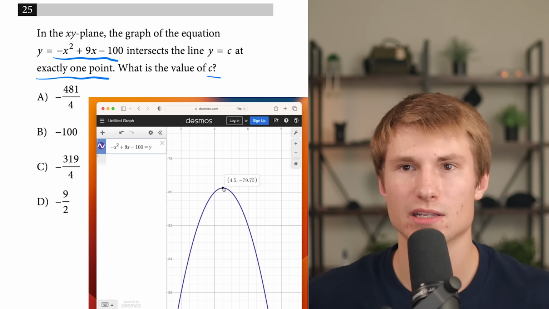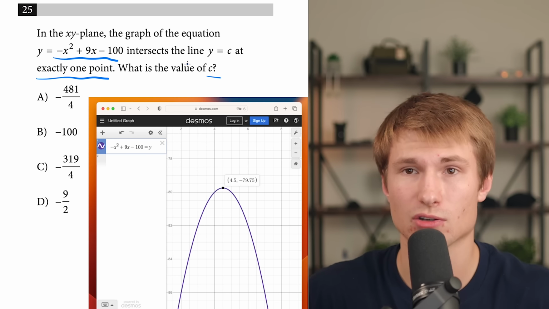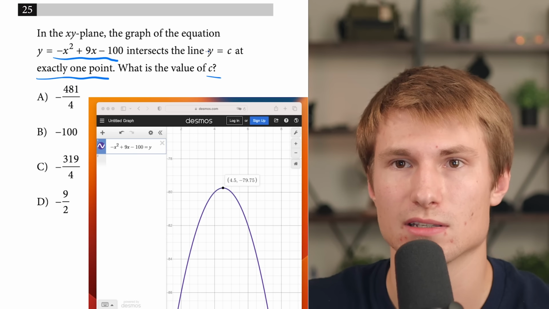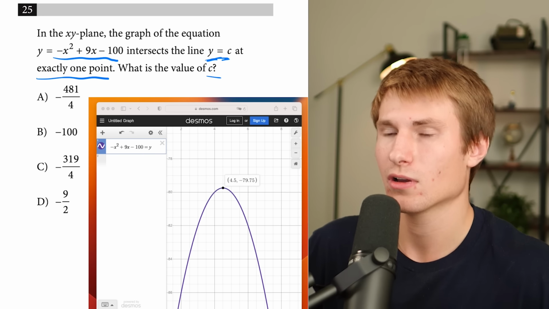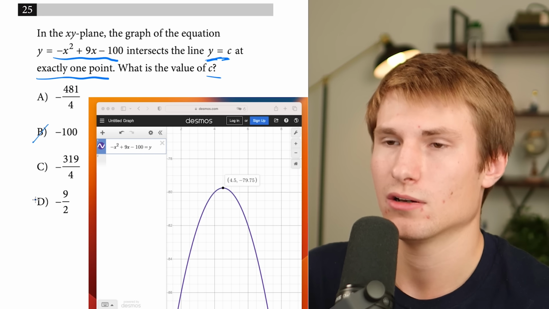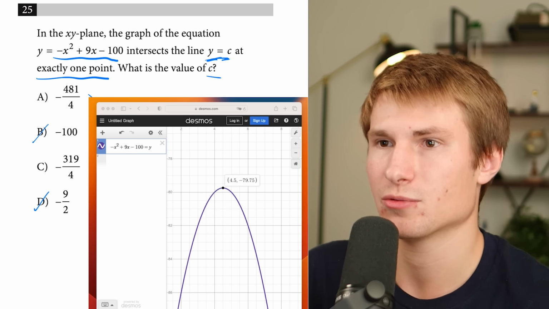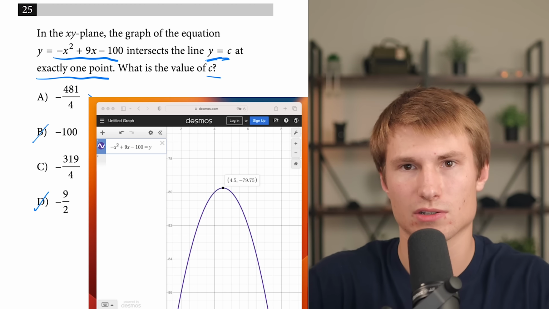Now, keep in mind here that we're not looking for the x coordinate. We are looking for the y coordinate because it says intersects the line y equals c. Okay, so that y coordinate is negative 79.75. So what we can do is we can get rid of b, we can get rid of d because that's obviously not it. Then we're between a and c, so we can just quickly check.